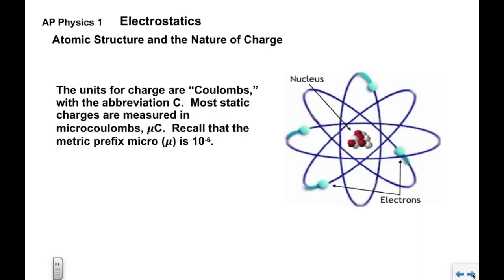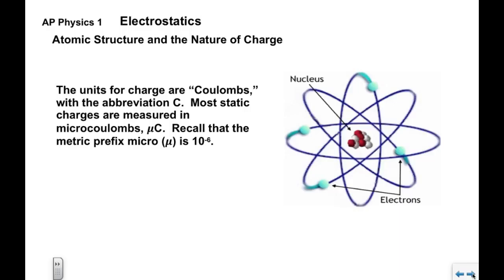Now, the unit of charge, charge is measured in coulombs. It's named after Charles de Coulomb. We'll get to Coulomb's law a little later on. It has the abbreviation capital C. Most static electric charges are measured in microcoulombs.